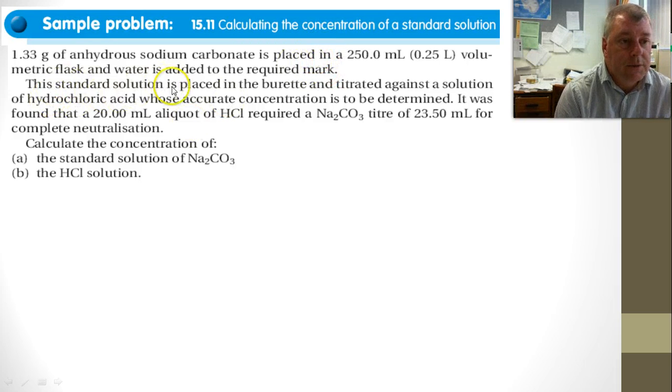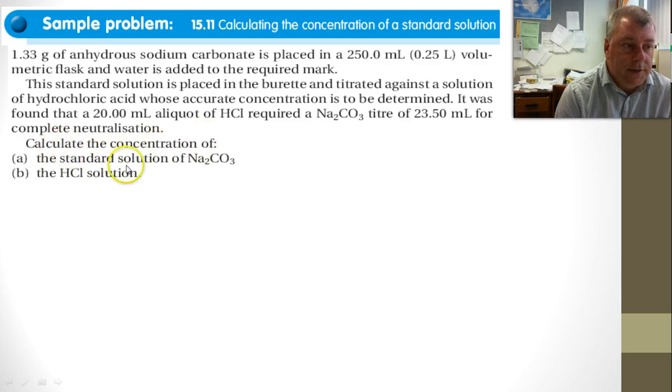This standard solution is placed in the burette and titrated against a solution of hydrochloric acid, whose accurate concentration is to be determined. That's our unknown. It was found that a 20 milliliter aliquot of HCl, so that's our volume of our unknown, required a sodium carbonate titrate of 23.5 milliliters for a complete neutralization.